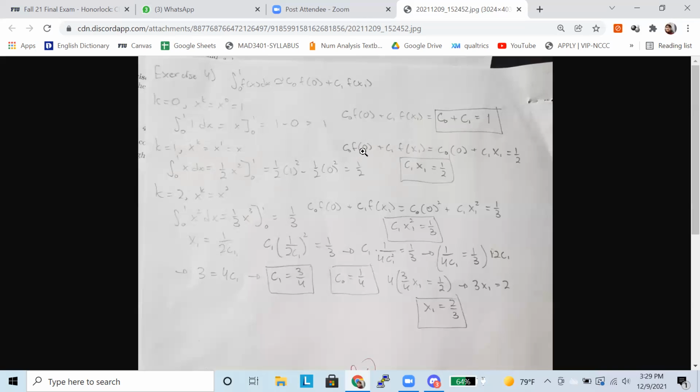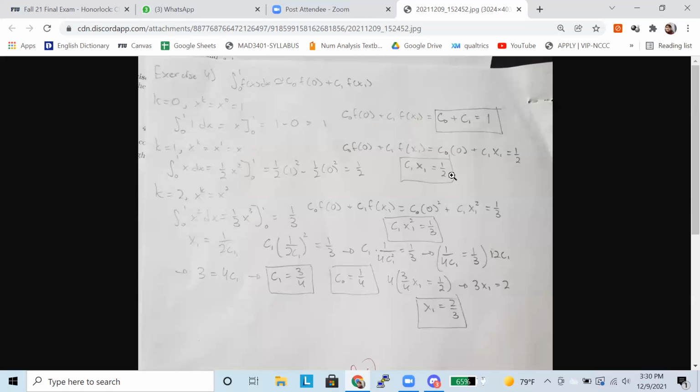And then you do this. In this case, you're plugging in 0 into the function x, which is just 0. So c0 times 0, that's just 0, so this is gone. You plug in x1 into the function x, which is just going to give you x1. And so you do the math here and you end up with c1 times x1 equals 1/2. You know how we got that, right?